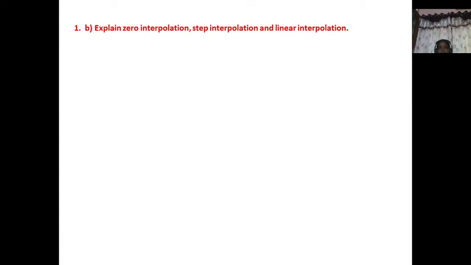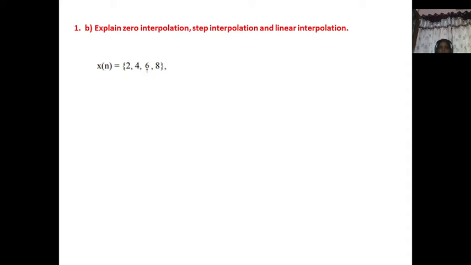Explain zero interpolation, step interpolation and linear interpolation. Already we saw that in the previous case only 0 is interpolated in between the samples. Now we will observe step interpolation and linear interpolation also. Let us consider an example. We are going to study the interpolation process.